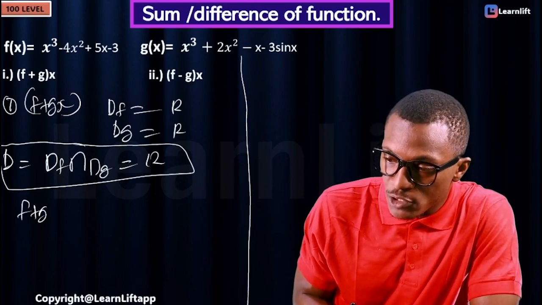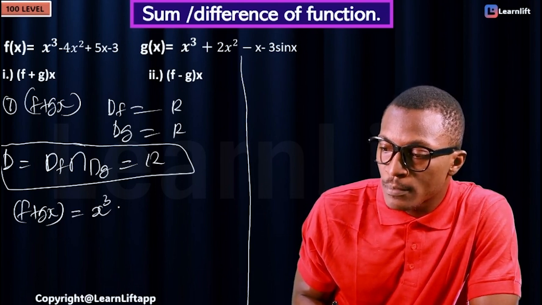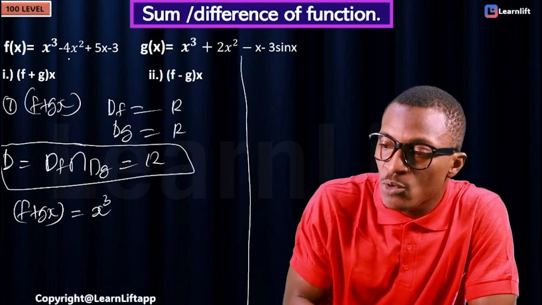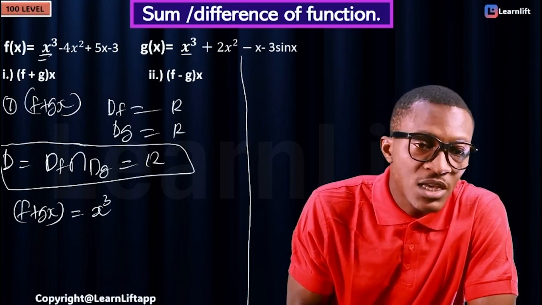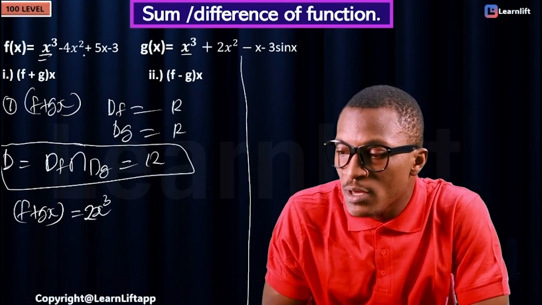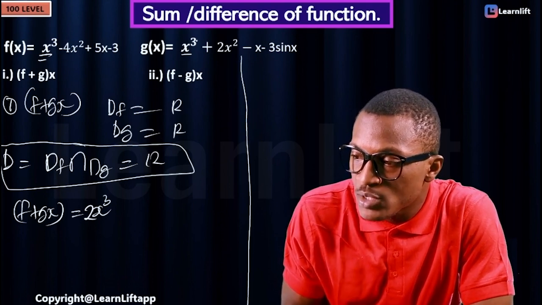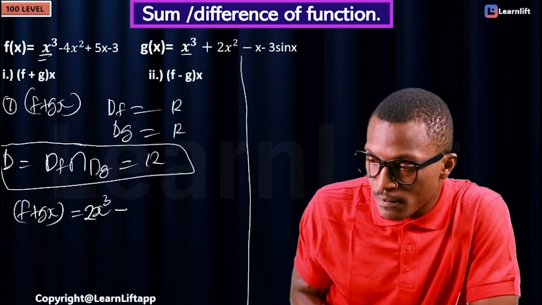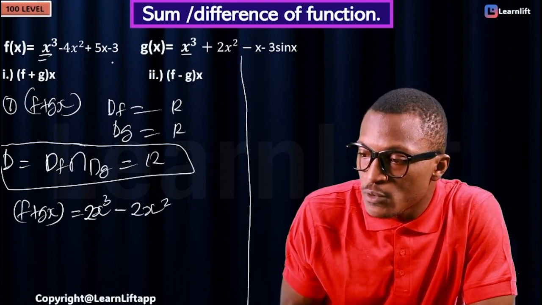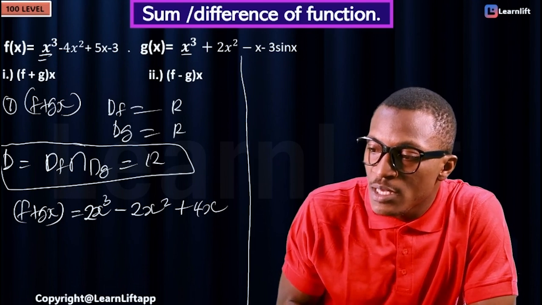So (f + g)(x) will now be equal to x cubed. How many x cubed do we have here? We have x cubed here, we have x cubed here. x cubed plus x cubed, that's 2x cubed. Now here we have x squared: that'll give me minus 4x squared plus 2x squared, that'll give me minus 2x squared. Here we have 5x. Is there any x here? Minus x. So 5x minus x will give me plus 4x.